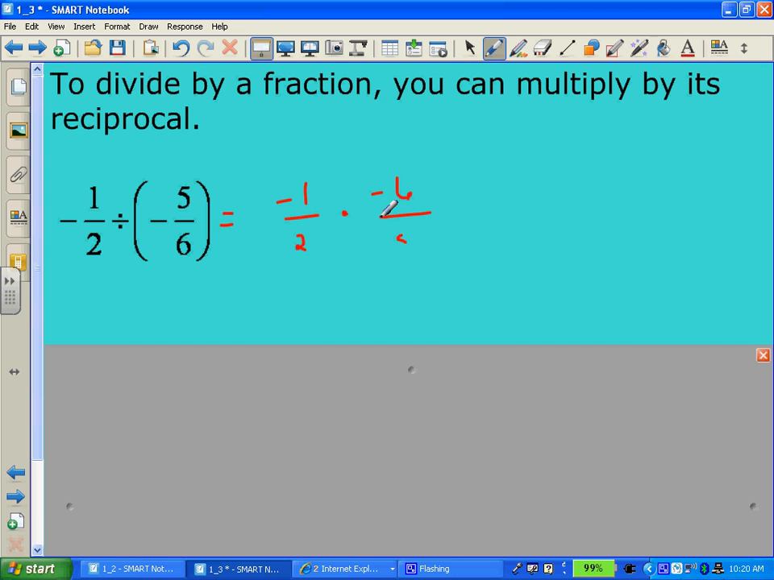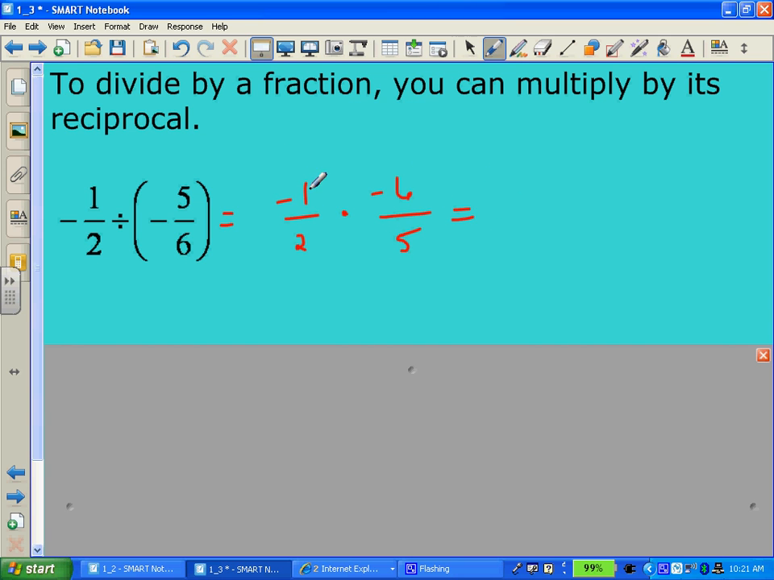So I'm going to put the 6 on the top and the 5 on the bottom. So I changed it to times, and I flipped it. An easy phrase to remember this: keep it, change it, flip it. Okay, so we kept the first fraction, we changed the sign in the middle, and we flipped the second fraction.